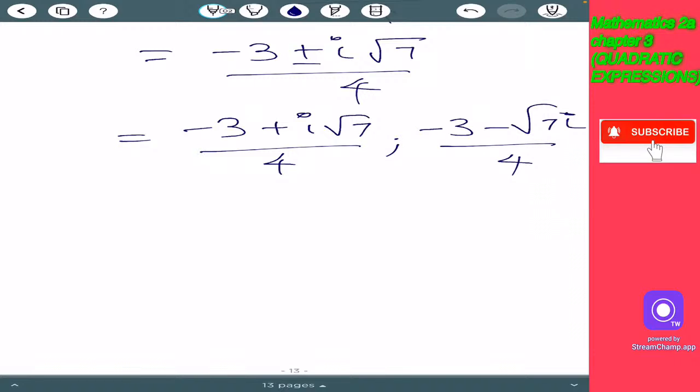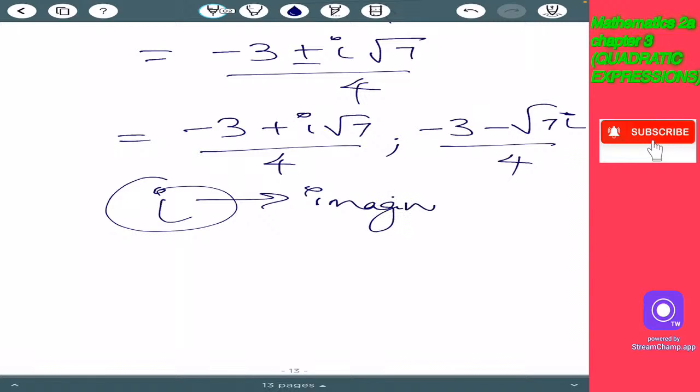Yes, dear. This i stands for imaginary. You can write this i with the help of the surd, either before the surd or after the surd. It means the same. Both are the same. Understood? Okay. Thank you. Is it done, dear? Okay.